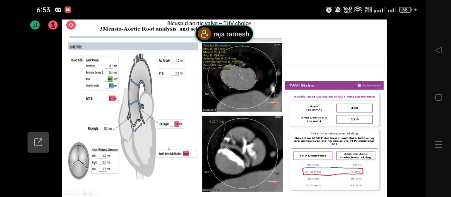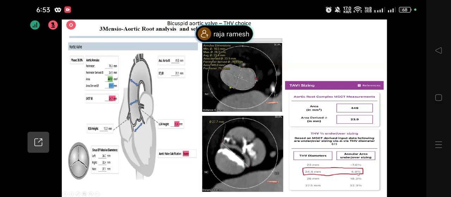And see, this is the CT analysis the company people will give you for any patient if you are planning for the TAVI. Basically, it will give you the measurement of the annulus and the diameters of the sinuses of Valsalva and the heights of the coronaries from the annulus and the different diameters and perimeters of the annulus. So in our patient, the area is 449 millimeters square and the area derived diameter is 23.9. So in our patient, the annulus diameter is 23.9 and LVOT is 24.7. So I have chosen a valve of 24.5, approximately oversizing by 5%.